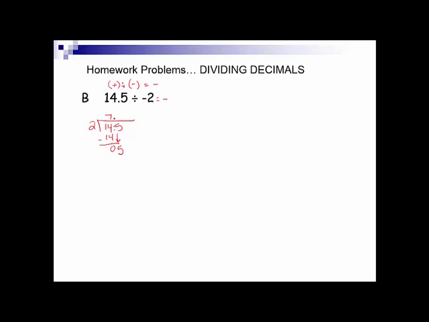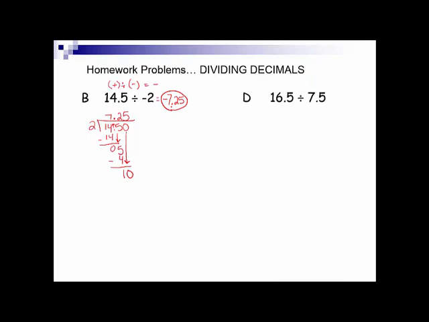Make sure this decimal point appears right above where it was within the division box. So we say 2 goes into 5 twice. 2 times 2 is 4. 5 minus 4 is 1. We always then have to bring down our 0. How many times does 2 go into 10? 5 times. Positive divided by negative was a negative. 14.5 divided by 2 would give us 7.25. So that answer is a negative 7.25.